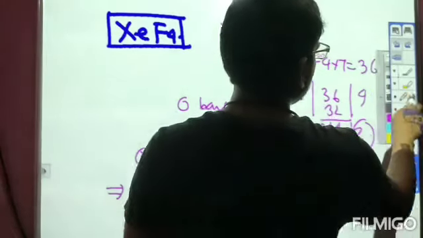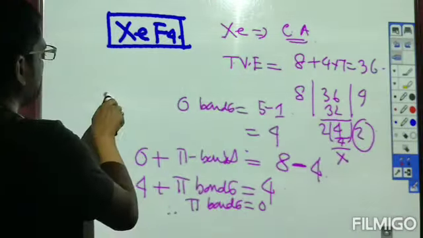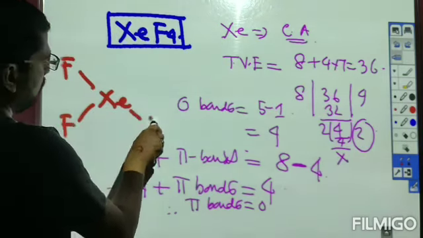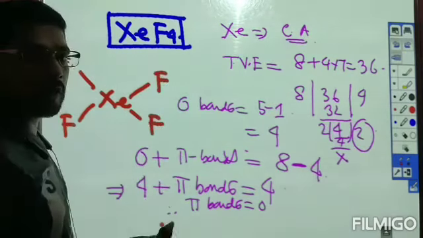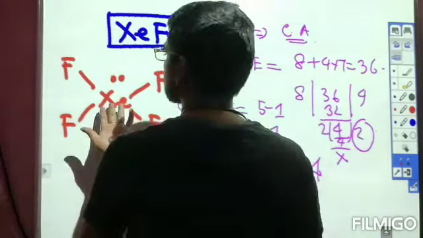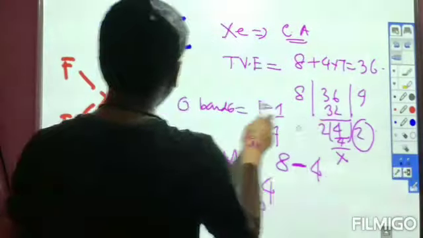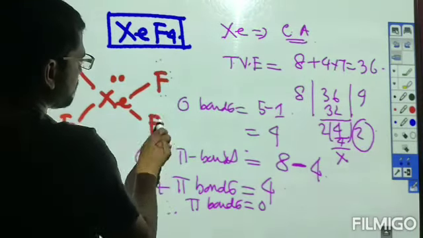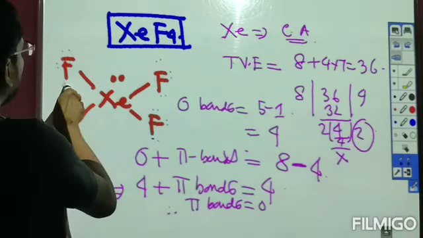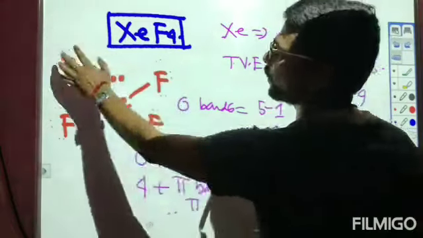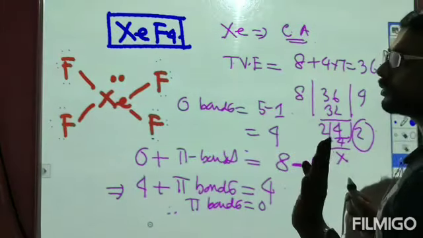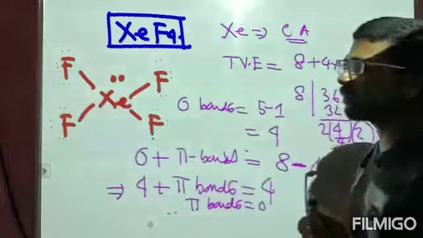Now let me show you the Lewis dot structure. Xenon, fluorine, sigma, no pi bond, only one lone pair of electron. This is the Lewis structure. For fluorine, 2, 4, 6, 2, 4, 6, 2, 4, 6, 2, 4, 6. So fluorine to be octet. For xenon, 2, 4, 6, 8, 10. Not at all an issue. Xenon can expand its octet.